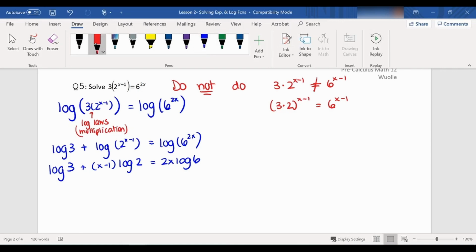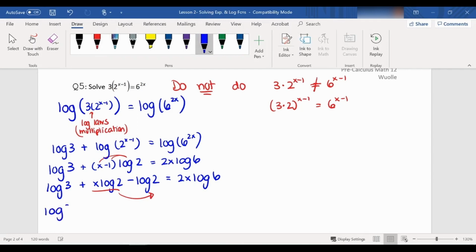So the next thing we need to do, like we did in the previous question, this x minus 1 in brackets is being multiplied with the log 2. So I can distribute that log 2 in. And this becomes x log 2 minus log 2 equals 2x log 6. Now again, we want everything with an x on one side and everything without an x on the other side. So I need to move this x log 2 over to the right, and I'm going to leave the log 3 and the minus log 2 on the left.